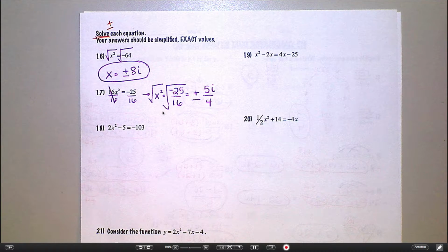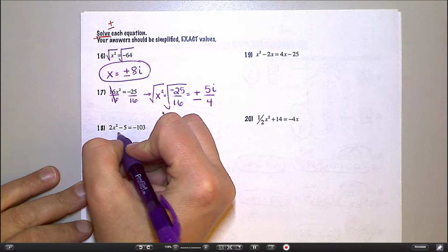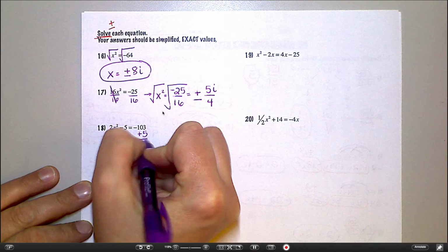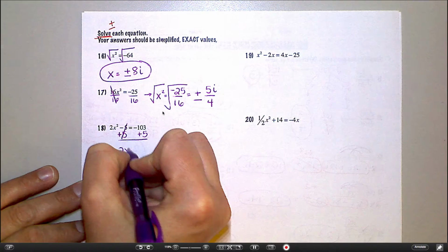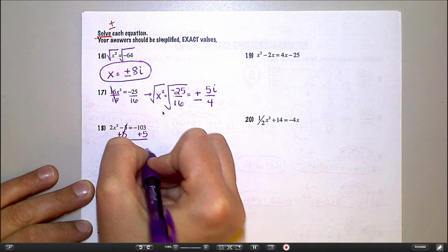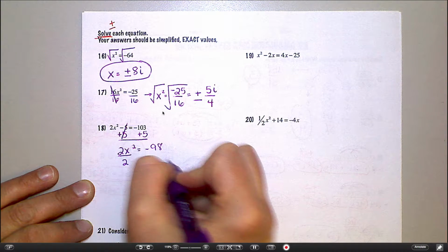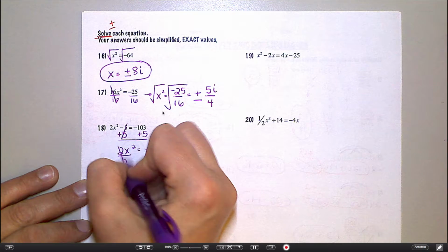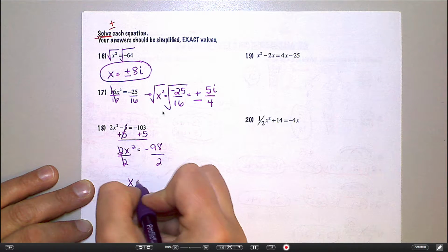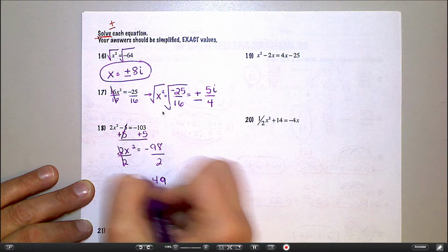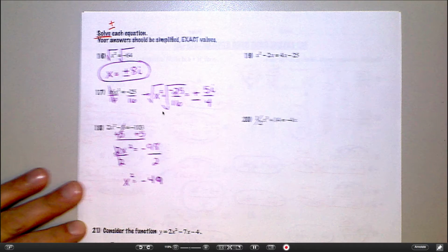So number 18, going to work kind of similar here. I would add 5 to both sides. I end up with 2x squared equals negative 98. Divide by 2, divide by 2. And I've got x equals negative 49. Oh, I'm sorry, x squared equals negative 49.